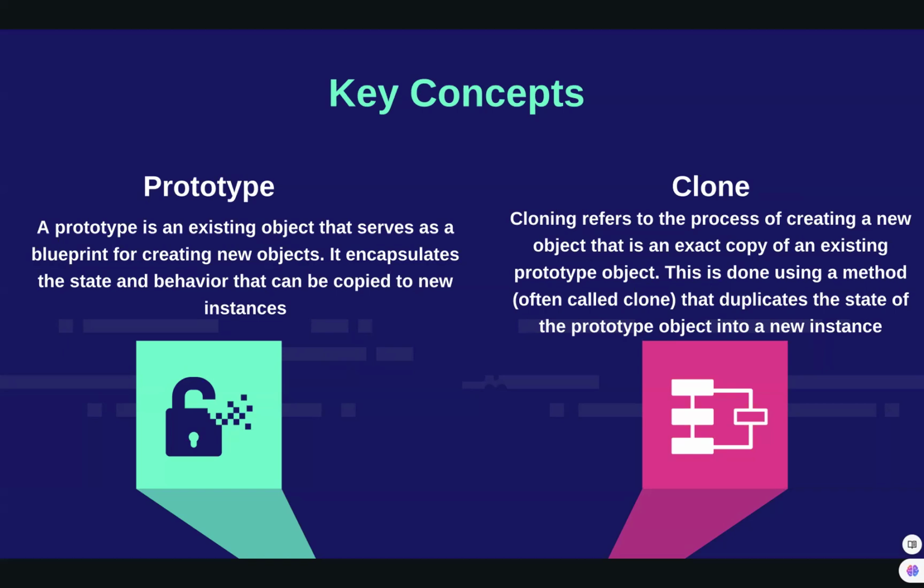Secondly, clone. Cloning refers to the process of creating a new object that is an exact copy of an existing prototype object. This is done using a method called clone that duplicates the state of the prototype object into a new instance. The clone method ensures that all properties and attributes of the prototype are replicated in the new object, providing a shortcut for object creation.